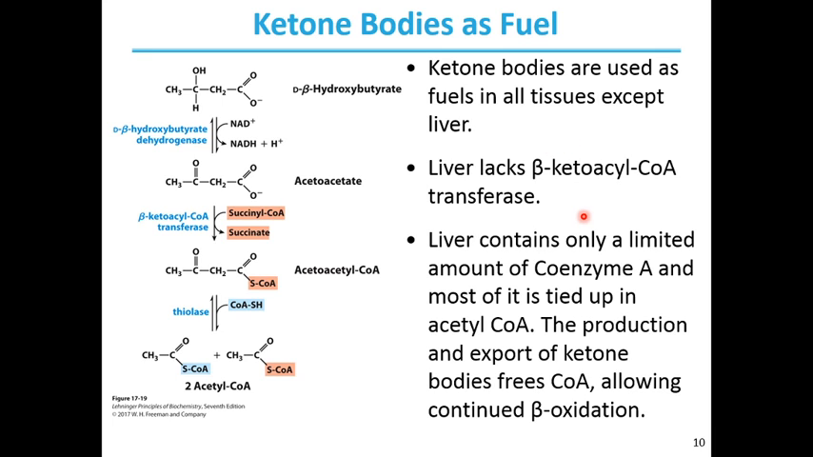In addition, liver contains only a limited amount of coenzyme A, and most of it is tied up in the molecule acetyl-CoA. The production and export of ketone bodies thus frees coenzyme A, and this allows for the continued beta oxidation pathway to take place in the liver.